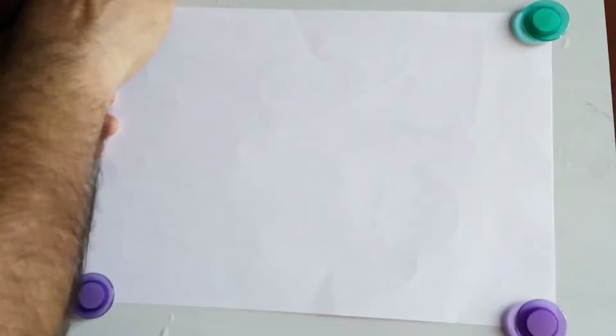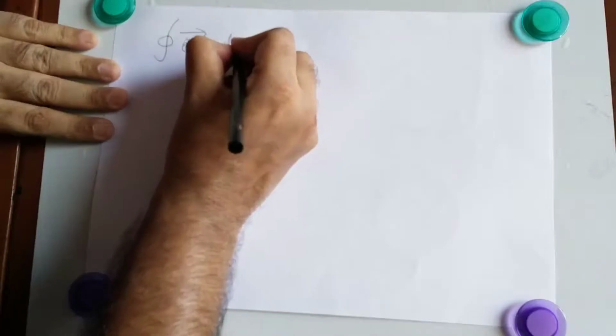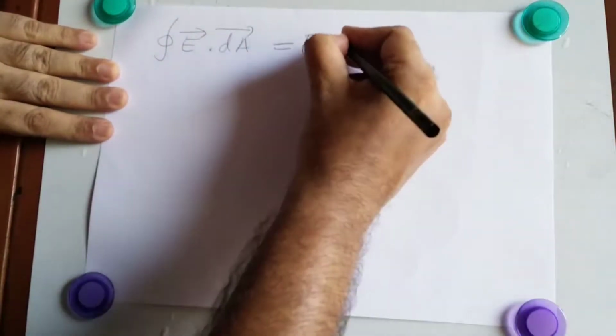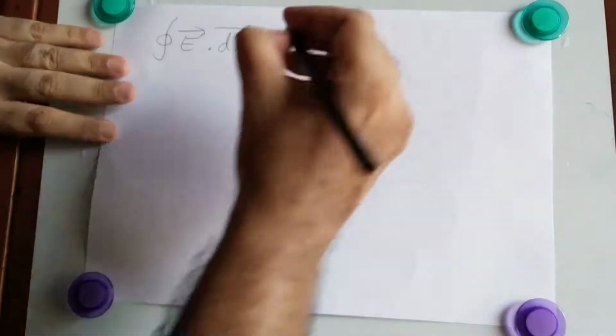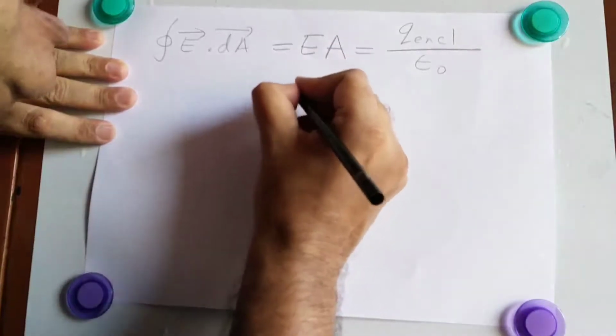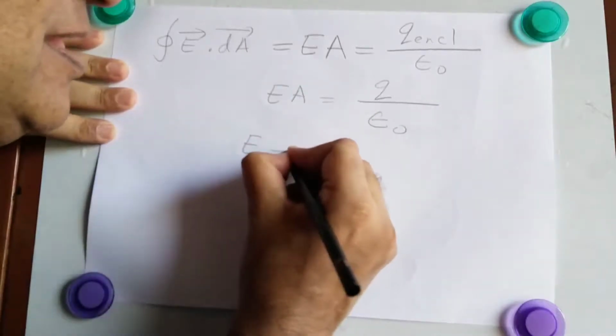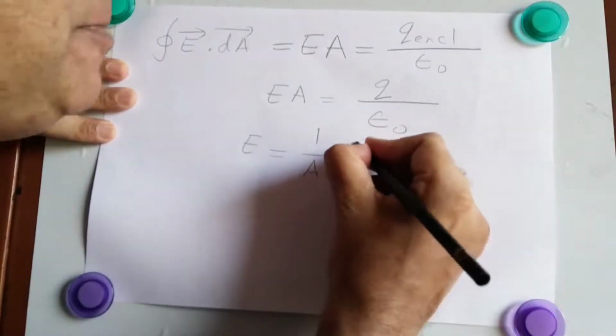E vector and dA vector are parallel at every point. Magnitude of E vector is same everywhere. Therefore, this integration E vector dot dA vector over the closed surface simplifies to E into A. And Gauss law tells us this is Q enclosed by epsilon naught. Only one charge is inside, that is Q. And therefore E becomes 1 by A, Q by epsilon naught.